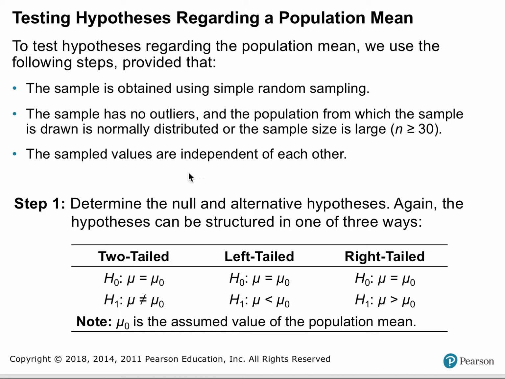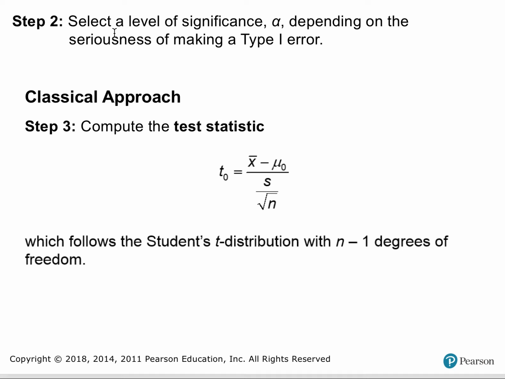So considering those things, we still have step 1. We determine the null and alternative hypotheses. Same exact thing, except we've got a mu here instead of a p: a two-tailed test, a left-tailed test, a right-tailed test. Step 2, select or be given a level of significance depending on the seriousness of making a type 1 error. And then just like in the population proportion, we've got our classical approach and we've got the p-value approach.